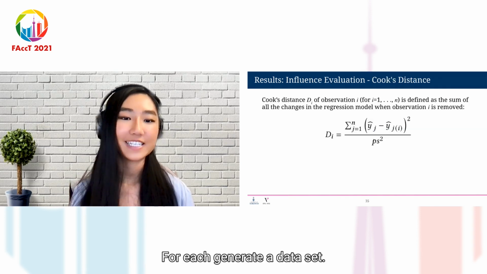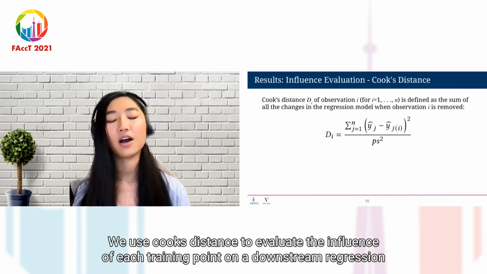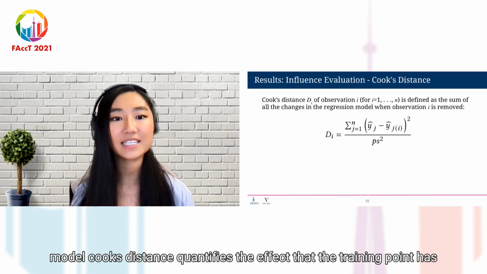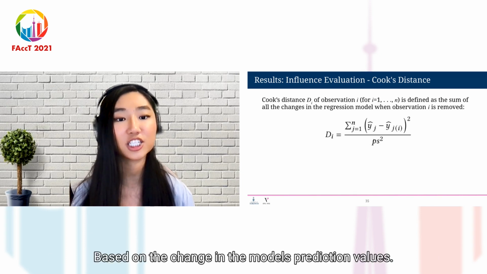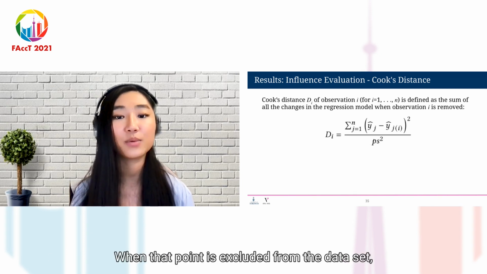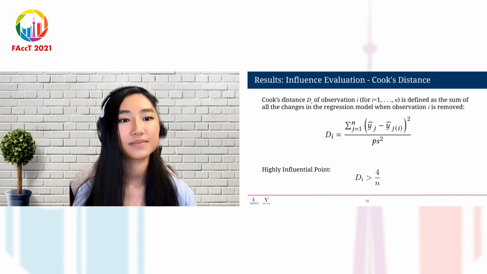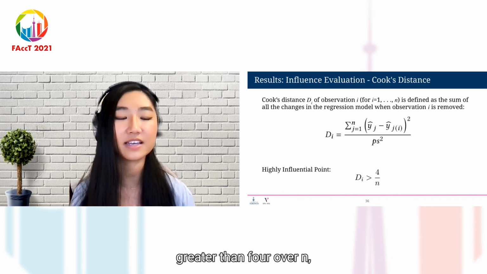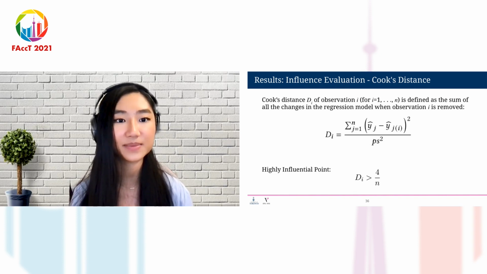For each generated dataset, we use Cook's distance to evaluate the influence of each training point on a downstream regression model. Cook's distance quantifies the effect that the training point has on the downstream model's predictions based on the change in the model's prediction values when that point is excluded from the dataset. A highly influential point is considered to be any point that has a Cook's distance of greater than 4/n, where n is the total number of training data points.